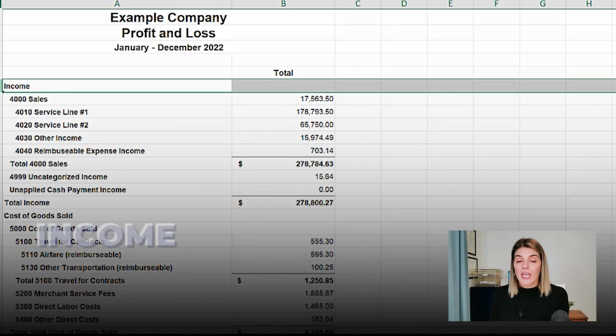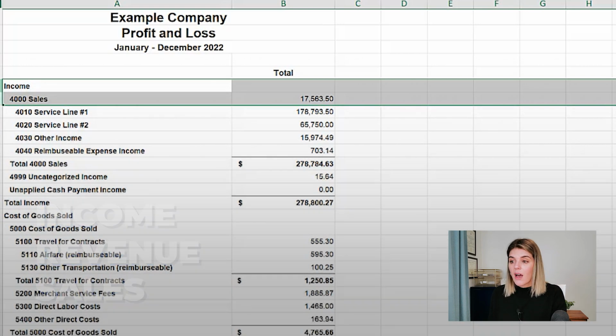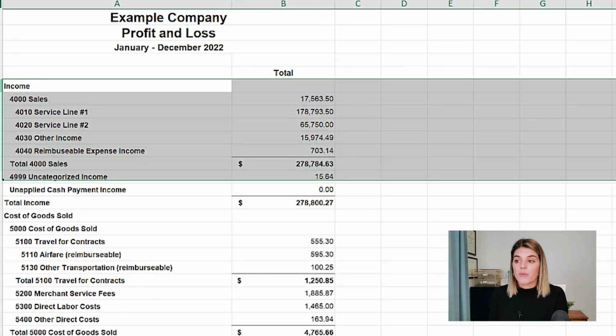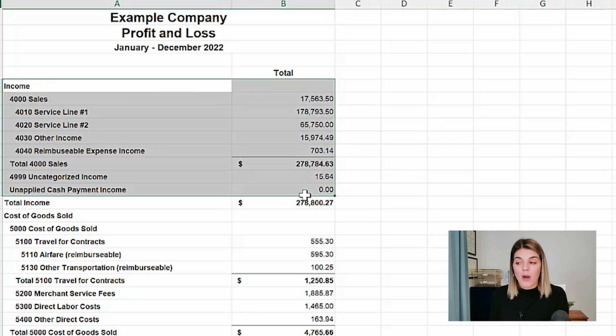So first of all, income, revenue, sales, top line, all of that is synonymous. It all will be at the very top. So this is our income. It will always be the first thing on the P&L, okay?